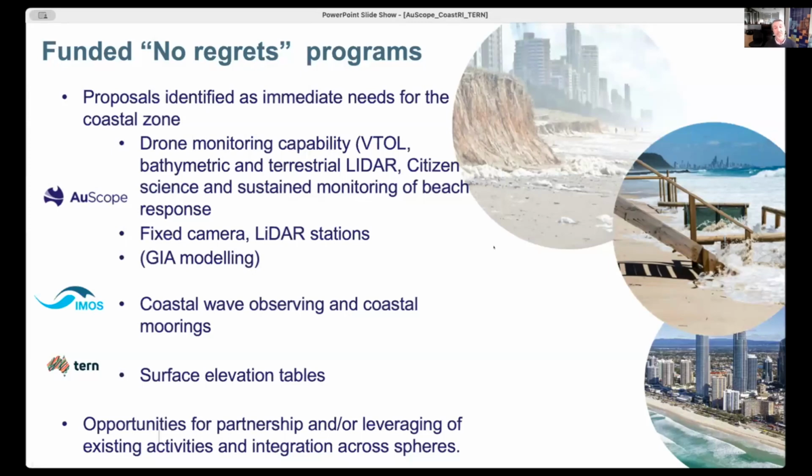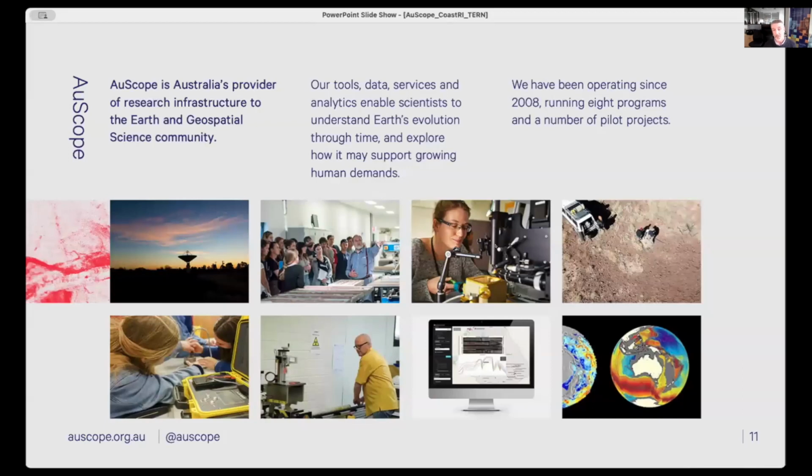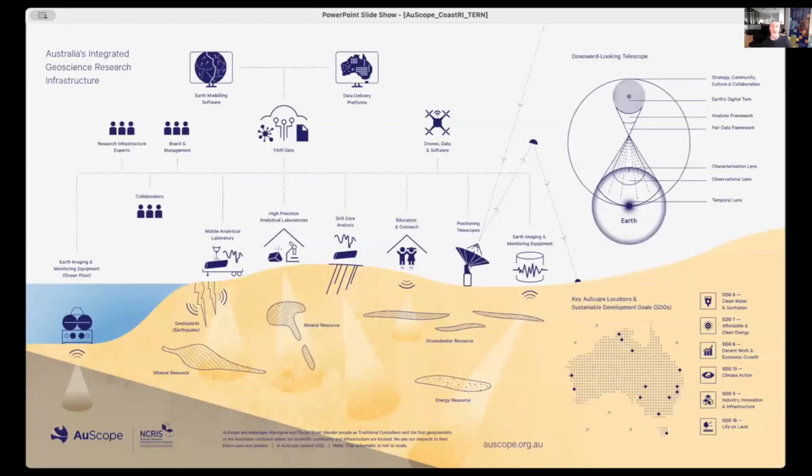So I thought what I'd do is just give you a little brief update on what Ozscope is for those of you that are not familiar with us. As Beryl indicated, Ozscope is the NCRIS capability that supports Earth and geospatial sciences. And we operate in a very similar way to the way that TERN does. So we have a number of hard infrastructure systems that we deploy in the field, observational infrastructures, things like seismometers, magnetotellurics, which is a geophysical method. We support the national deployment of these and we support the data collection from these instruments.